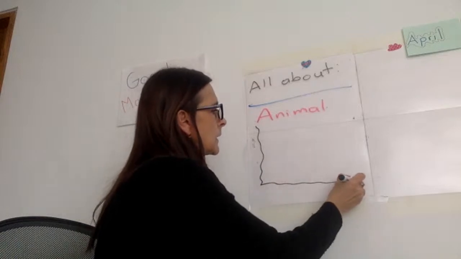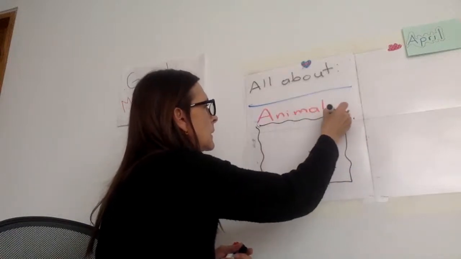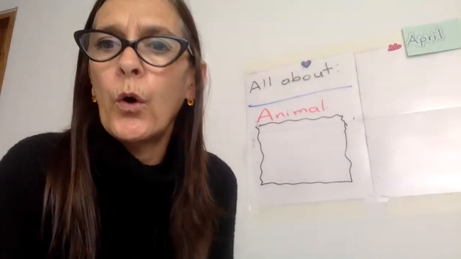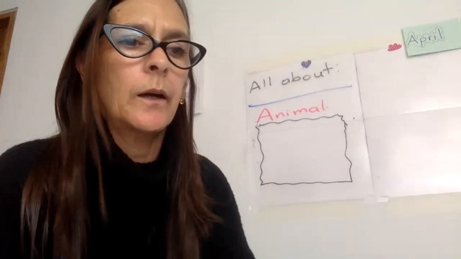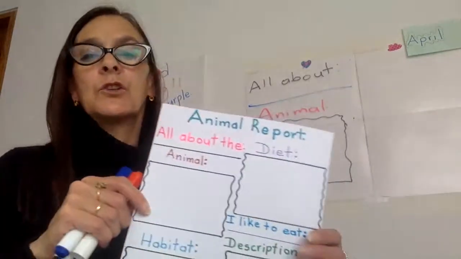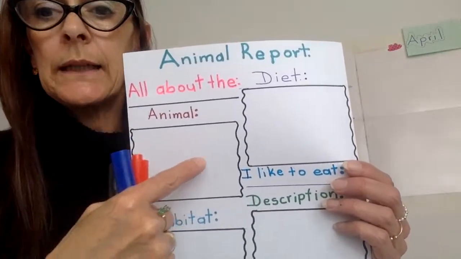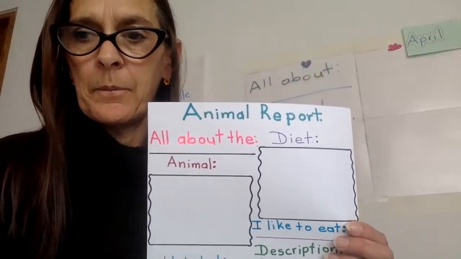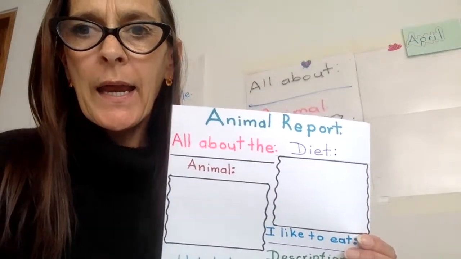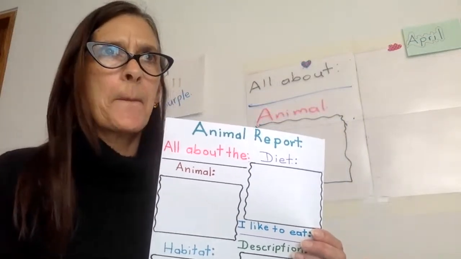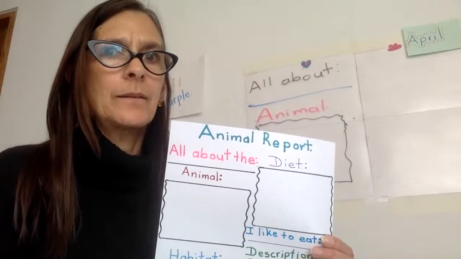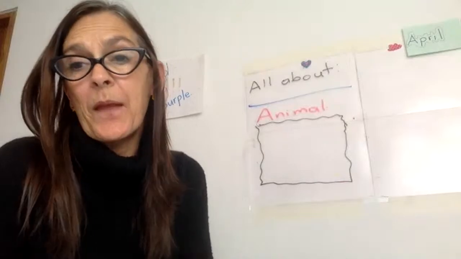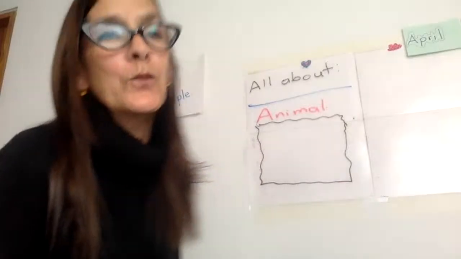You can make a square, you can make a triangle, or if you don't want to make a square or rectangle or circle, it's no problem. So in this box, we are going to draw the animal. For example, I choose the butterfly. I am going to draw a butterfly because I like butterflies.